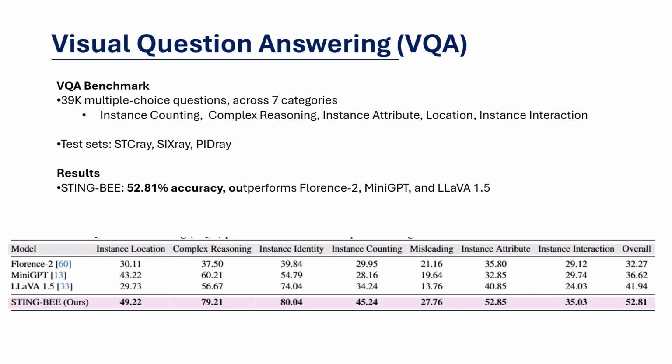While for visual question answering, we developed an extensive benchmark with over 39K questions spanning 7 distinct question categories: instance identity, instance counting, location, instance attribute, interaction, and complex reasoning. STING-B achieves the highest overall accuracy of around 52.8%, surpassing Florence, MiniGPT, and LLaVA.